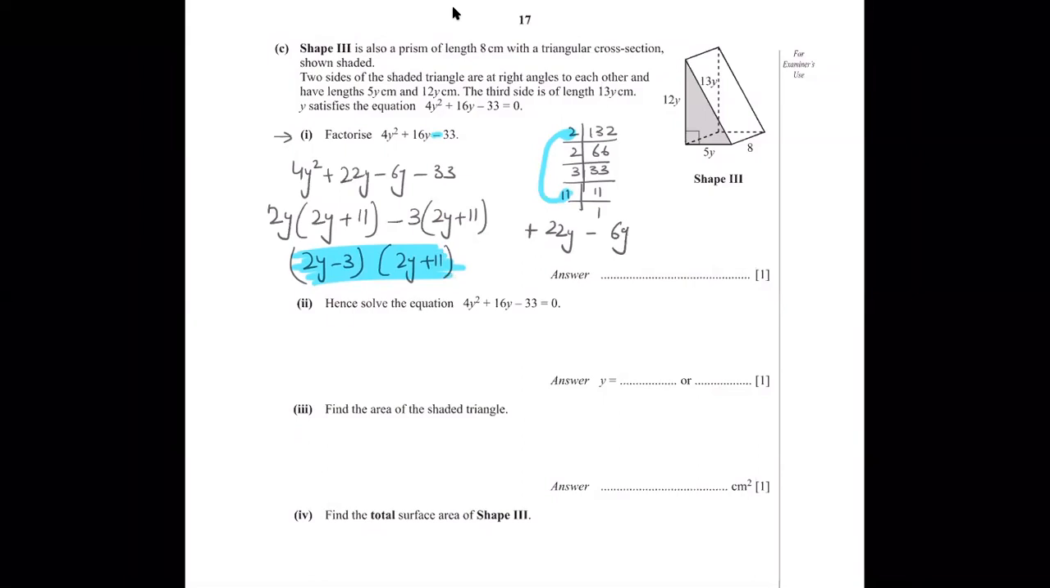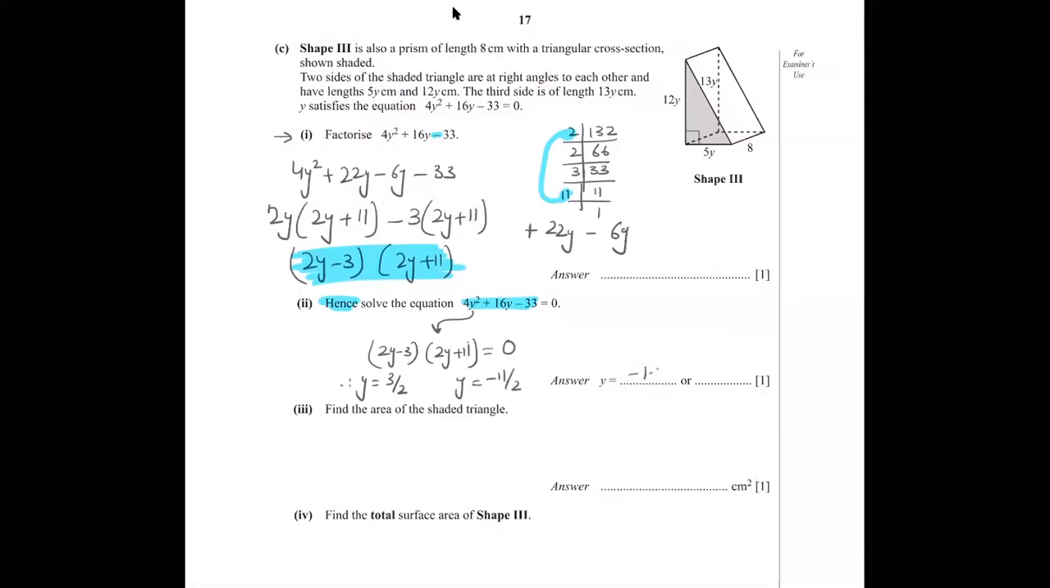Okay. The next part says hence solve the equation. Now please understand this command word hence means that using your answer, usually hence would imply that you have to use the answer from the previous part and then solve it. So 4y square plus 16y minus 33 equals 0 needs to be solved and you are going to get two values of y. This has already been factorized and the factorized form is 2y minus 3 times 2y plus 11 equals 0. Therefore, y is going to be equal to 3 upon 2 and y is going to be equal to minus 11 upon 2.